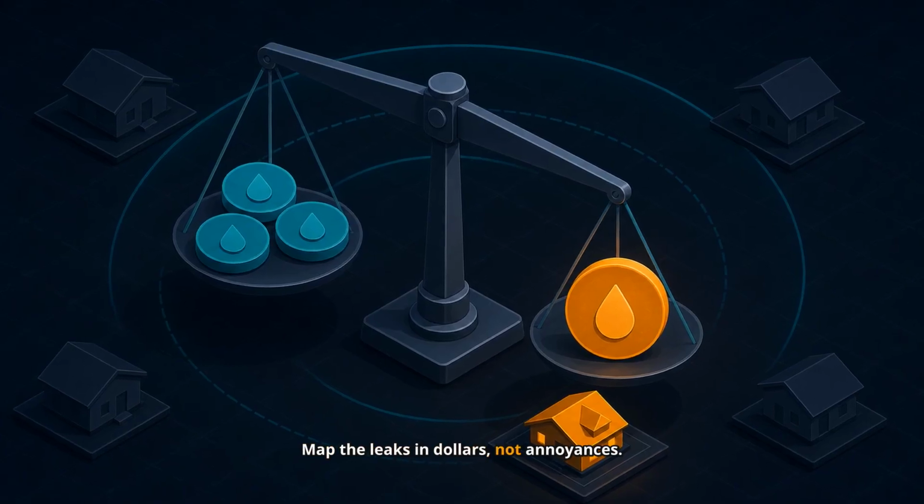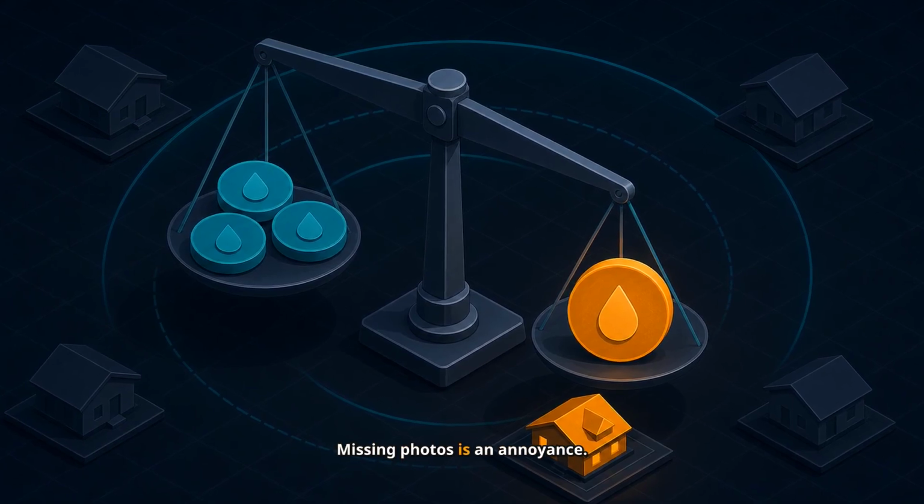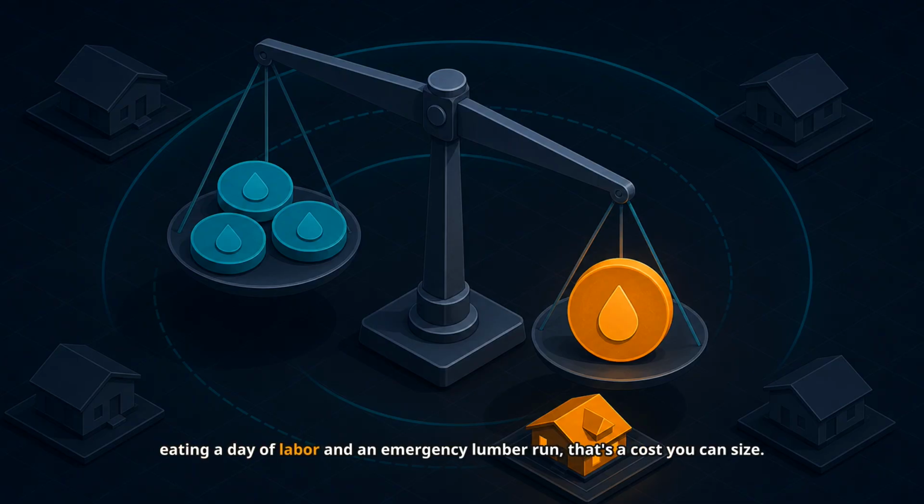Map the leaks in dollars, not annoyances. Missing photos is an annoyance. 2 trucks rolled to a job that needed decking nobody saw. Eating a day of labor and an emergency lumber run, that's a cost you can size. Slow revisions is vague. 3 touches in 2 days per estimate, and we lose deals to faster competitors. That's a number a software decision can move. Rank your failure points by what they cost. Let the leaks set the weights.